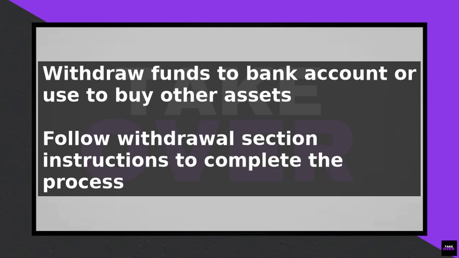In conclusion, selling XRP on Etoro is a simple and straightforward process. By following these steps, you can easily sell your XRP holdings and withdraw the funds or use them to buy other assets. Always make sure to review the details of the sale carefully before confirming and be aware of the potential for slippage.